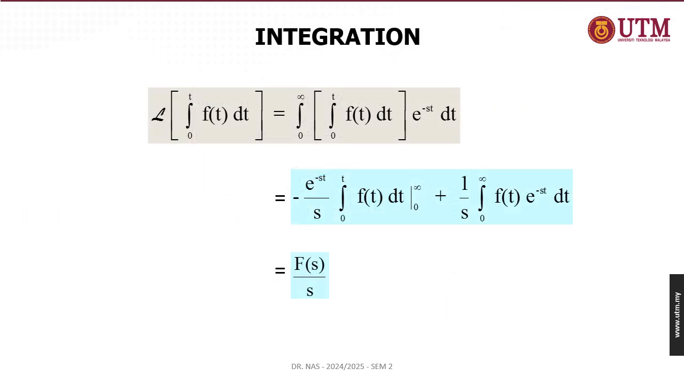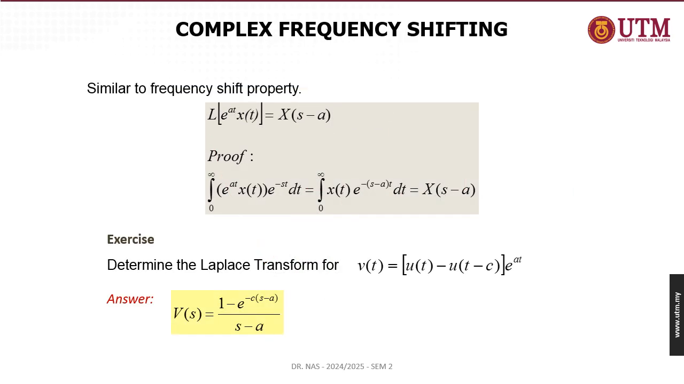Okay, next property is the integration. So refer to the table. So when you have the integration of ft, so in S domain it is equal to Fs divided by s. Lastly, complex frequency shifting. So when you have shifting in frequency, so same goes to frequency shift property. So you'll be having exponential function multiplied with your signal in time domain. So you can try this out.